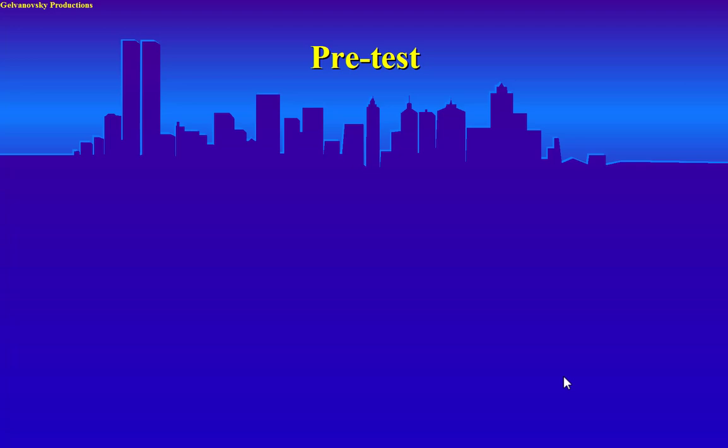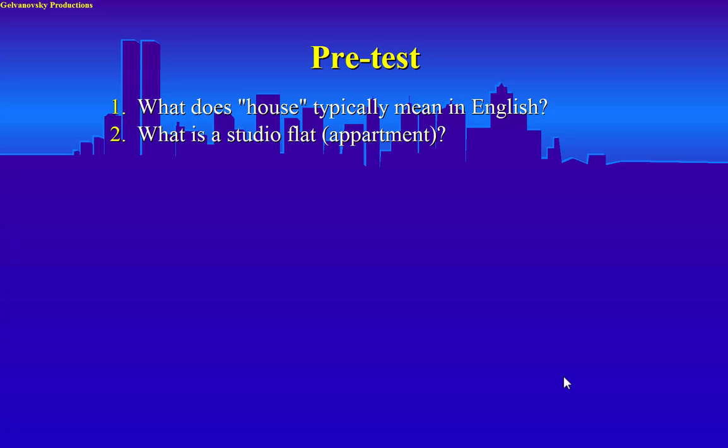In the pretest, there will be 10 questions, and I strongly recommend you to stop your video for you to think for some time, and then you will see the answers. So, first, the questions. Question 1. What does house typically mean in English? Question 2. What is a studio flat or apartment?